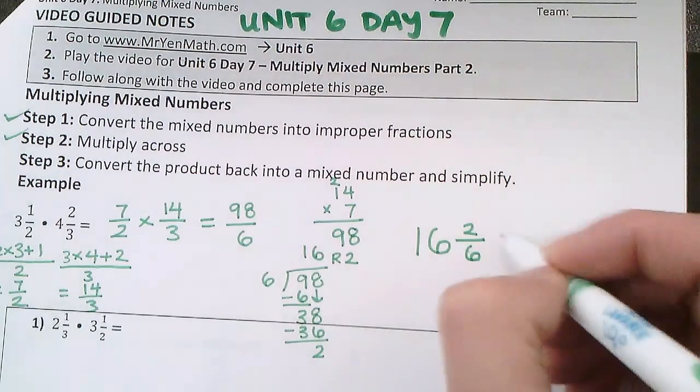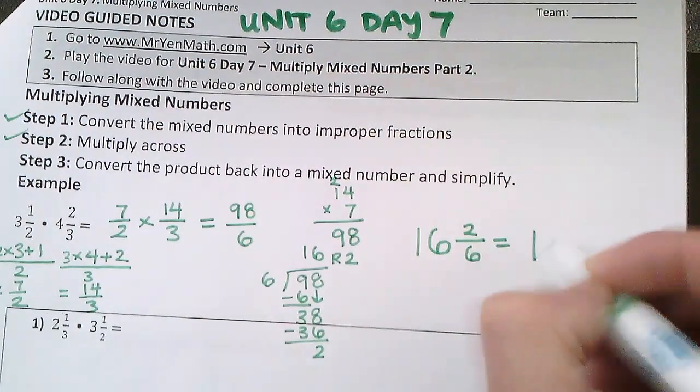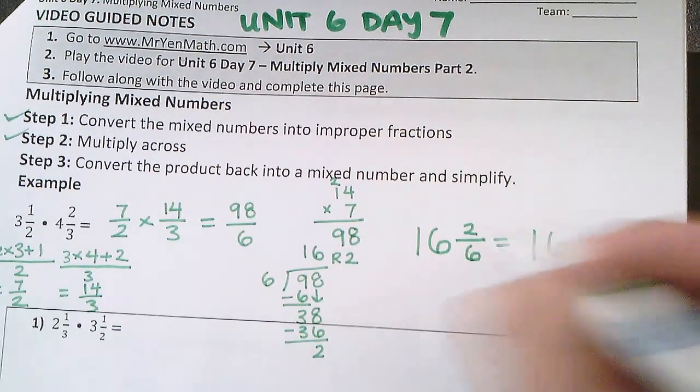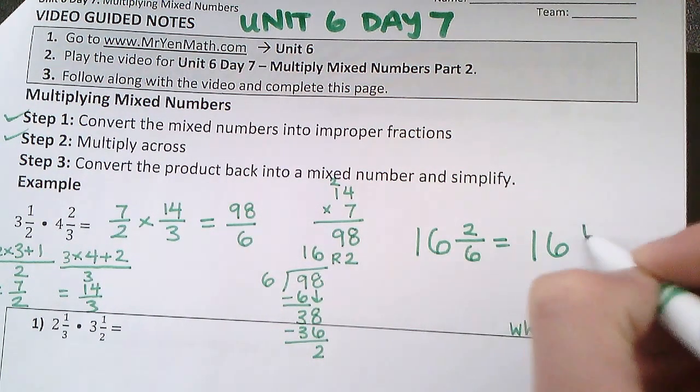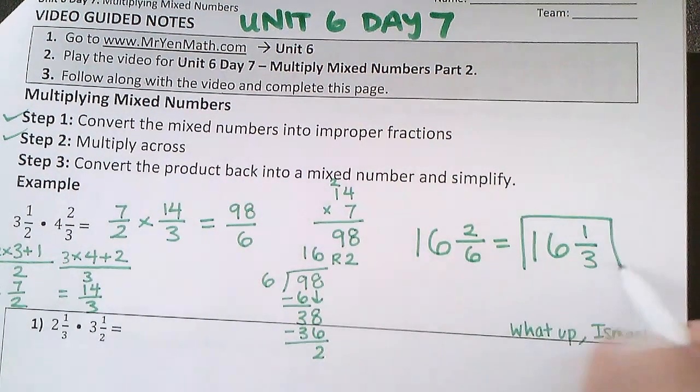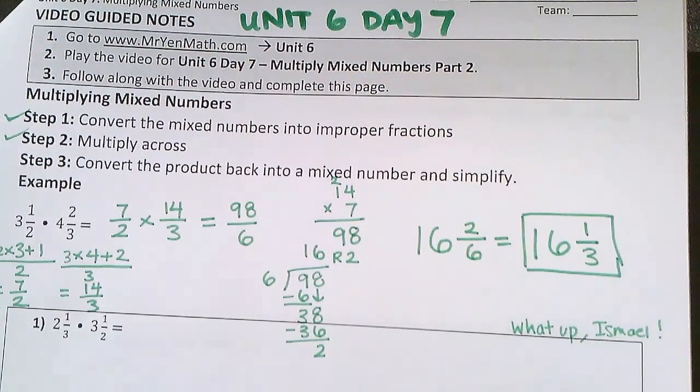Then from here, we can simplify this. 16 and 2 over 6, we can divide both of those numbers by 2. 2 divided by 2 is 1. 6 divided by 2 is 3. And now 16 and 1/3 is our final answer.